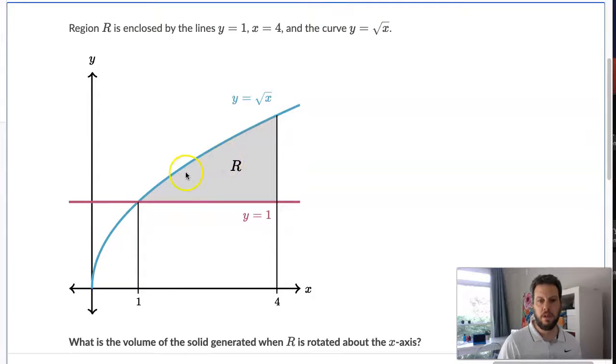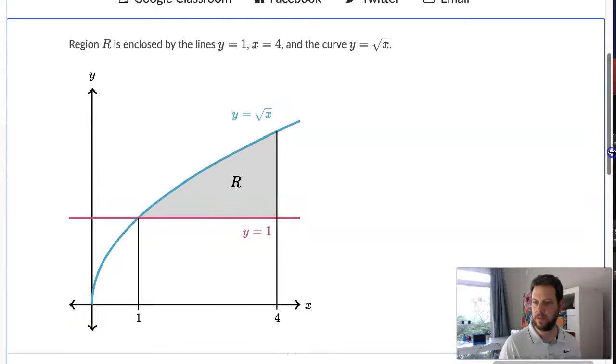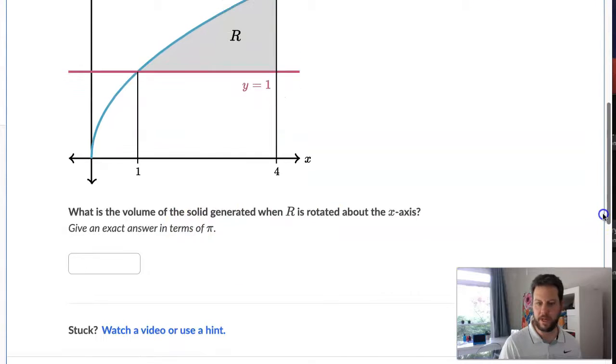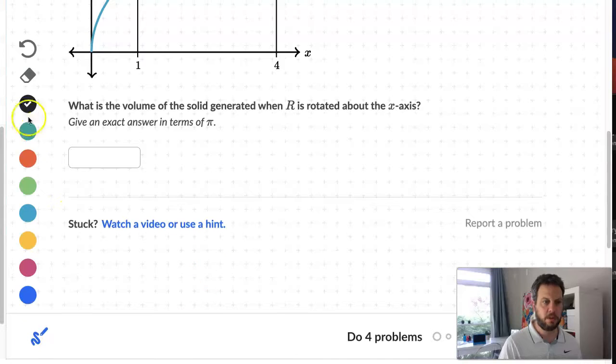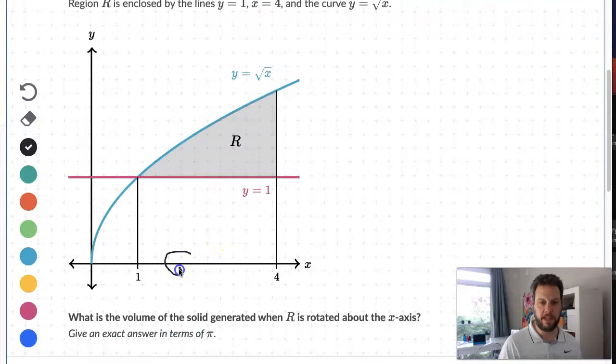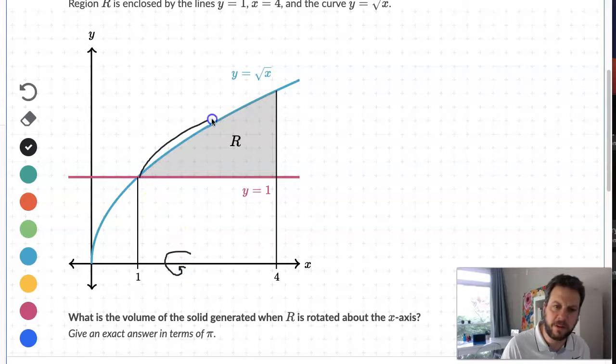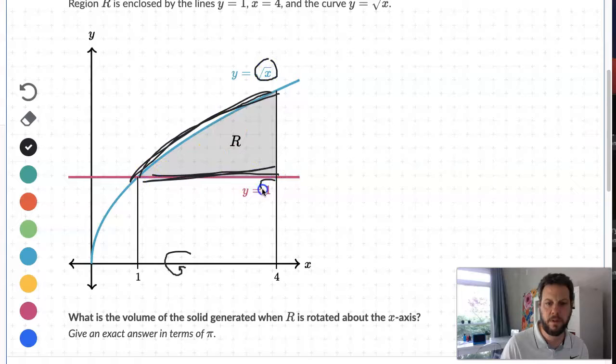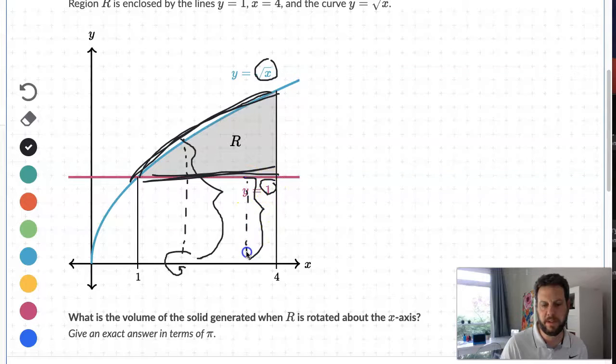So you have, we're rotating around the x-axis here. Where you're rotating around is really important because that's what we're basically deciding what's closer to that and what's further away from that. So if I'm rotating around the x-axis here, the two lines that are being rotated are this one, which is the square root of x, and this one, which is 1. And so the further equation from the axis of rotation is the square root of x because it's all of this distance. The closer to where we're rotating around is y equals 1 because that only covers this distance.